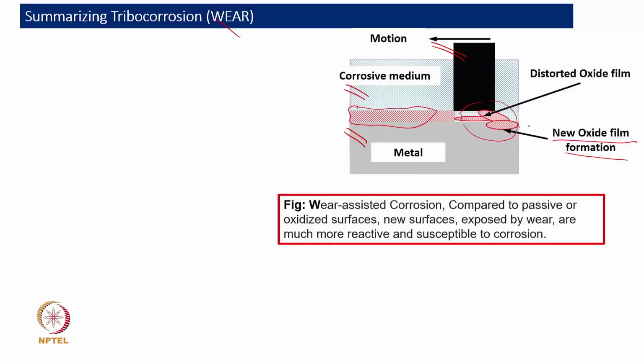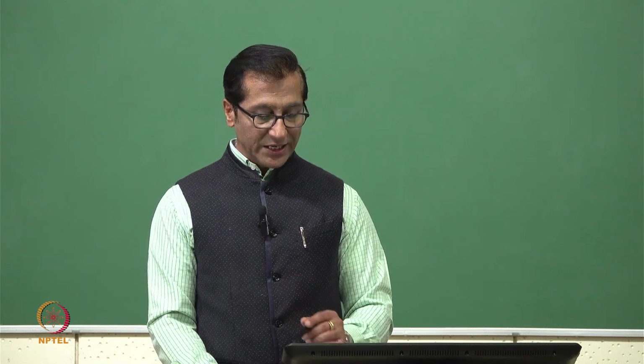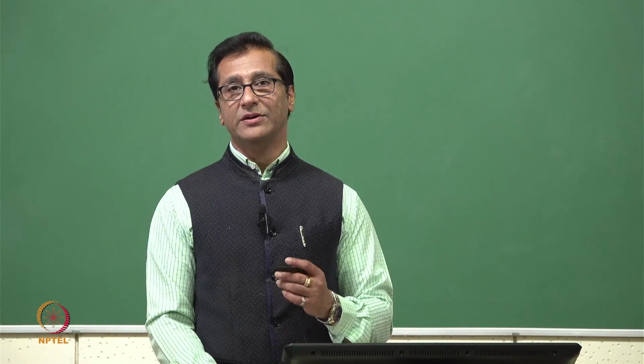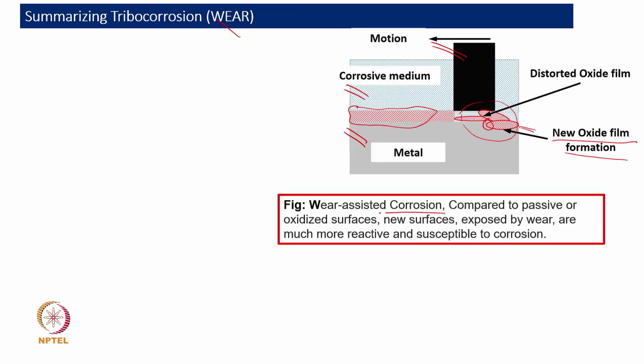Yes, no, we are not denying that the new layer will get formed, but whatever the time delay in a new formation and the rupture of the oxide film, if there is a delay, then there will be a possibility of the ingress of water or corrosive media into there, making an electrolyte cell or electrochemical cell. So that's why we are saying here wear assisted corrosion.